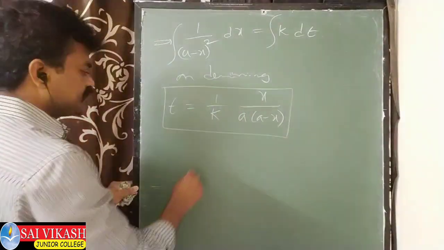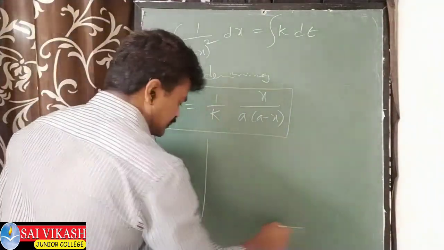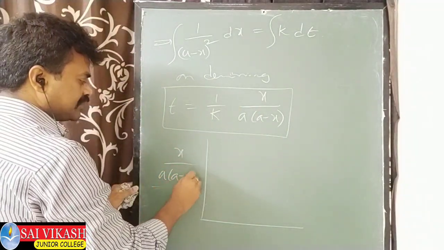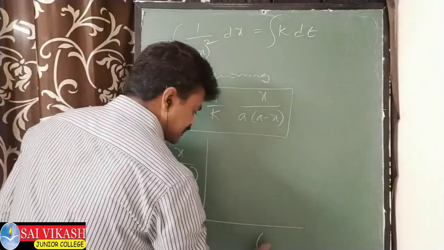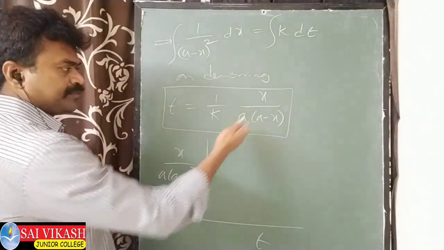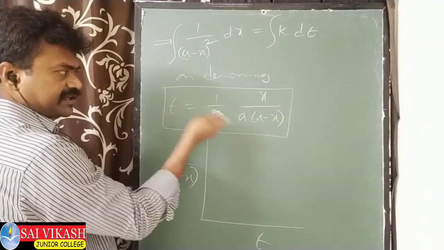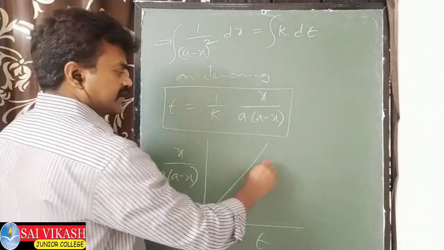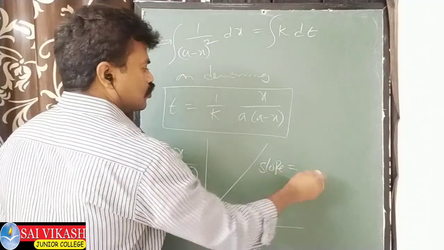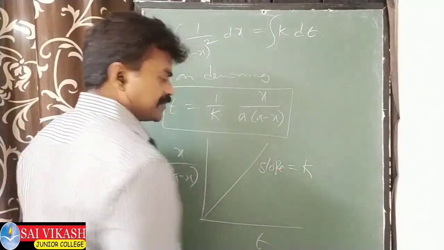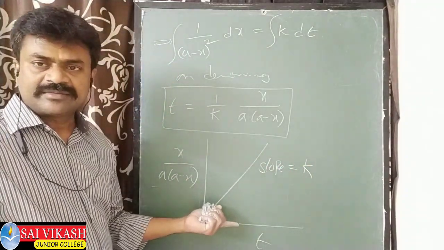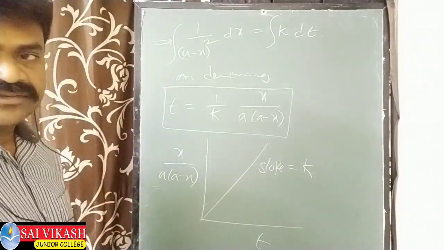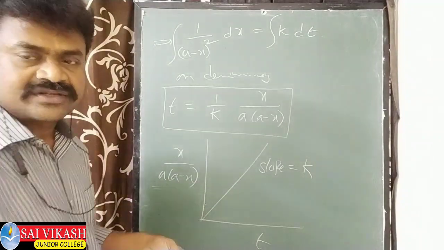Here also, if you draw the graph, on the y-axis x by a into (a minus x), on the x-axis time. So what will you get? y equal to mx, that is kt. So you will get a straight line passing through the origin. How much is the slope? The slope is k. Here also the graph will come like this.